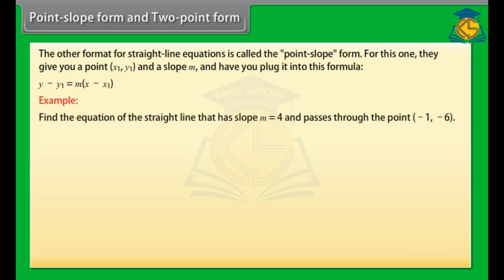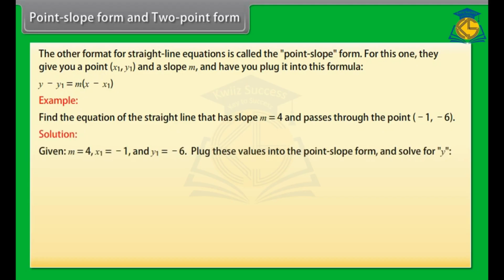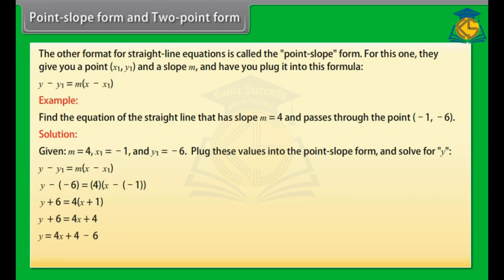Example. Find the equation of the straight line that has slope m is equal to 4 and passes through the point (minus 1, minus 6). Solution. Given m is equal to 4, x1 is equal to minus 1 and y1 is equal to minus 6. Plug these values into the point-slope form and solve for y. y minus y1 is equal to m into (x minus x1). Substitute the values in the above equation and then on solving for y we get y is equal to 4x minus 2, which is the required equation.